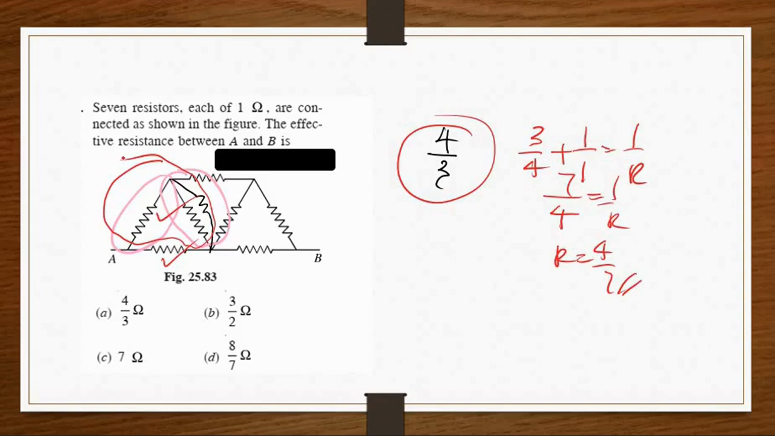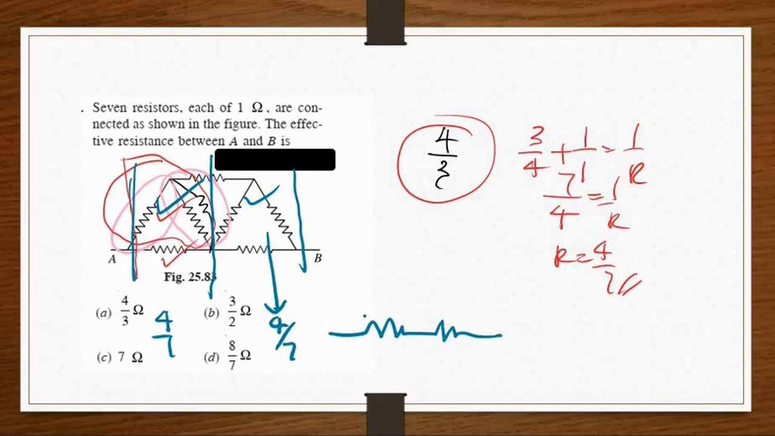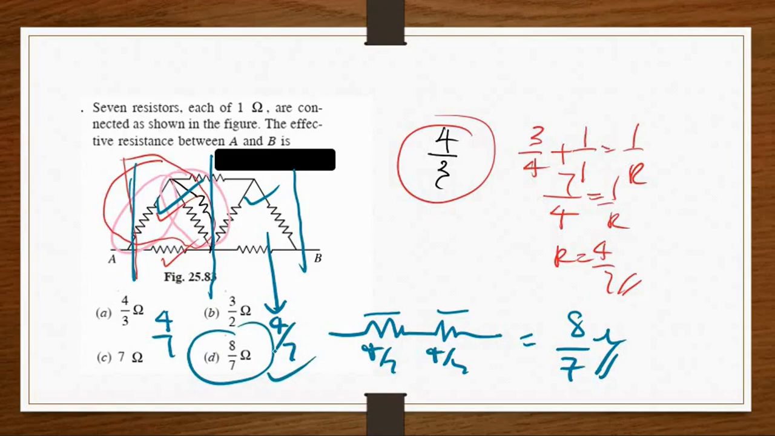So now we have the total resistance of this part, right. The total resistance of this part and this part are equal. So if this is 4 over 7, this part is also 4 over 7. So we can tell directly, these two are in series, 4 over 7 and 4 over 7. So total value we can conclude is 8 over 7 ohms. So it's the fourth answer, D, that's the answer, right.